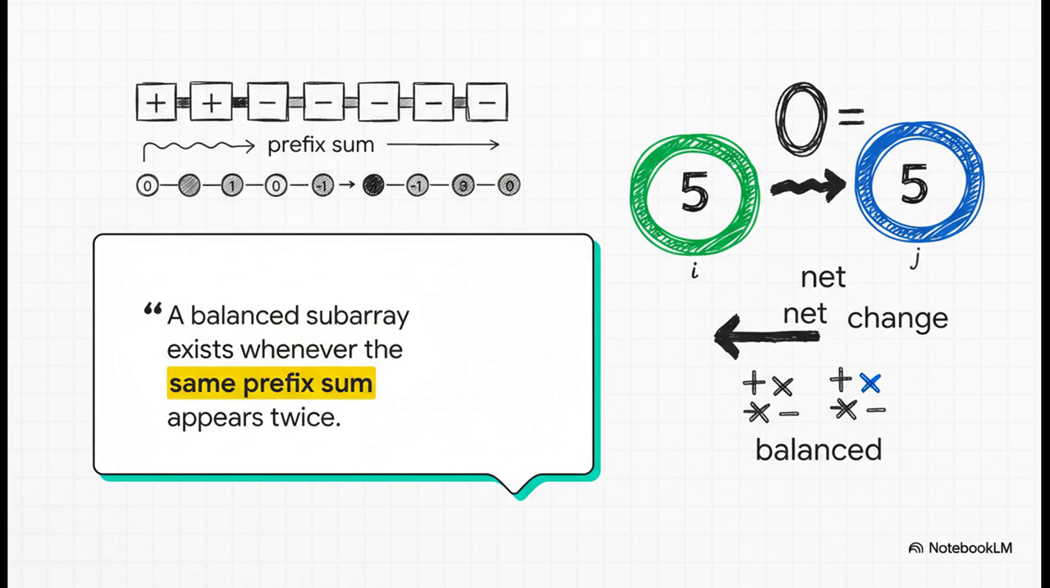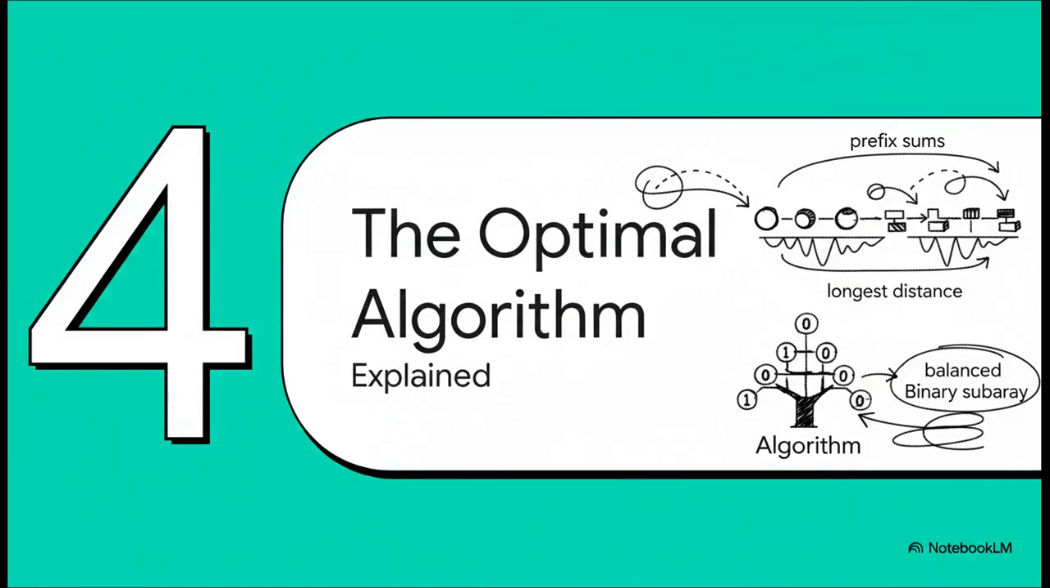You must have added an equal number of plus ones and minus ones. You just found a balanced subarray. Okay, so with that one insight, the problem completely transforms. It's not about counting anymore. It's about tracking these sums and finding the biggest distance between two identical ones. So let's see how this builds into a perfect algorithm.